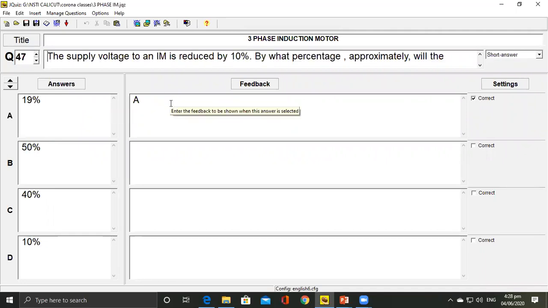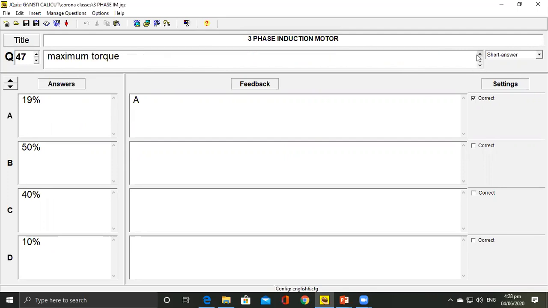Then the 47th question. The supply voltage to an induction motor is reduced by 10%. By what percentage approximately will the maximum torque change? This is our question. This type of question you already did in this section, in the last video I think.